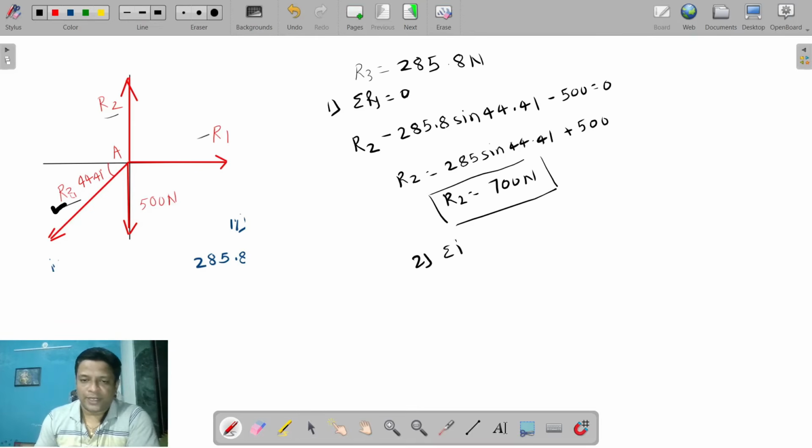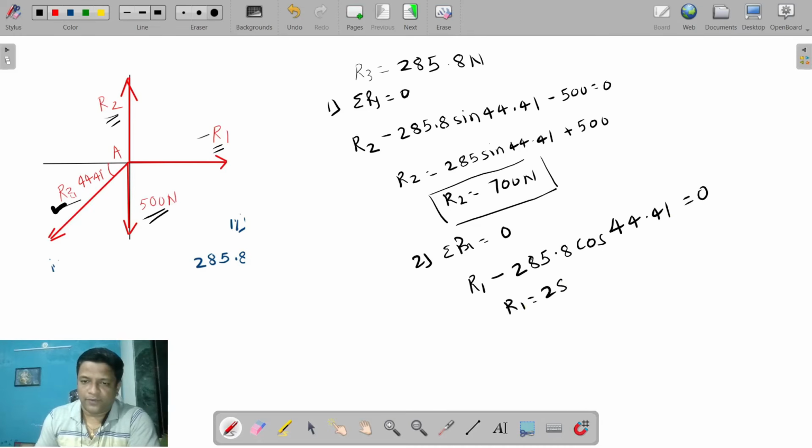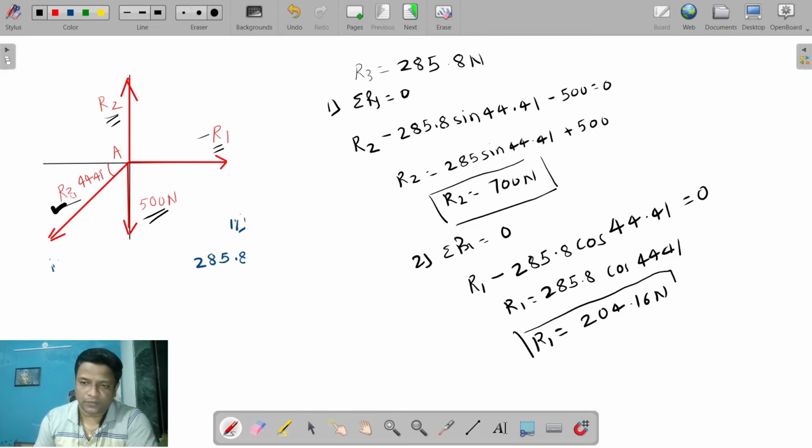To get the next value, we'll use the second equation, summation of Fx is equal to 0. Now what are the horizontal components here? R1. Then for R2, the horizontal component is 0. For R3, it is minus, the value of R3 is known, 285.8. Use that value, cos 44.41. Then for 500, the horizontal component is 0. So simply R1 is equal to 285.8 cos 44.41. The value of R1 is equal to 204.16 Newton. So that will complete the solution of this question.